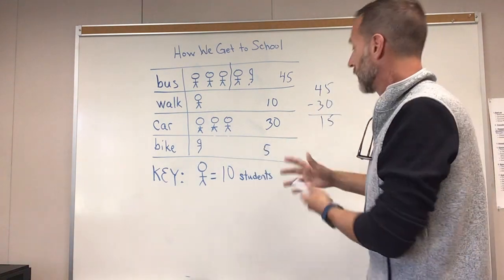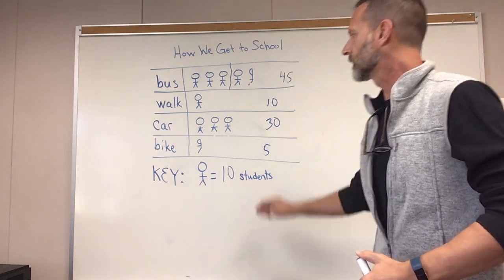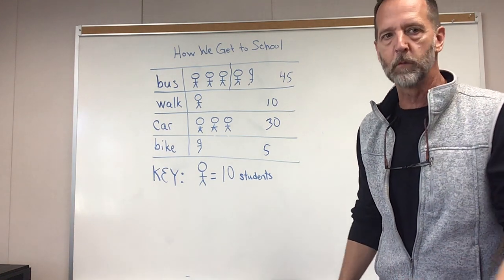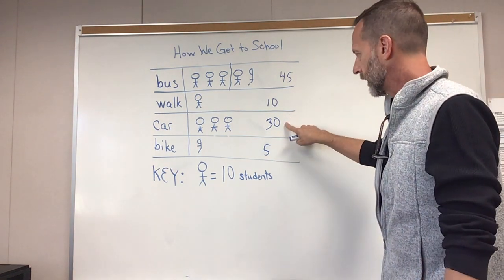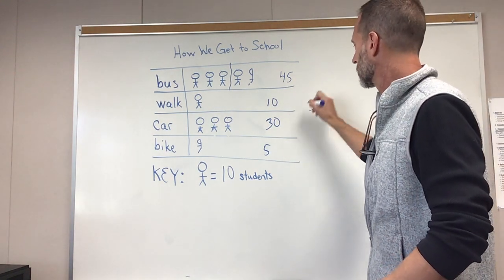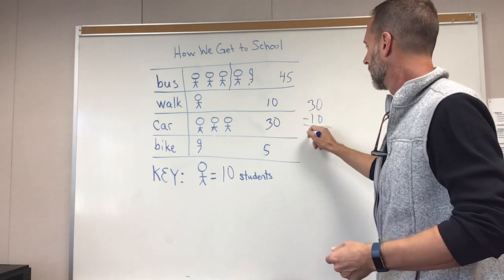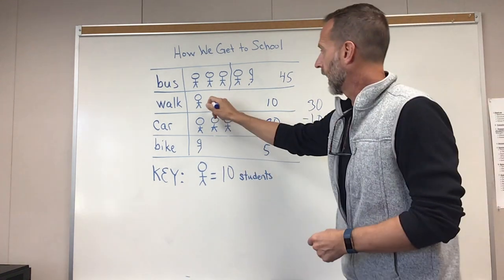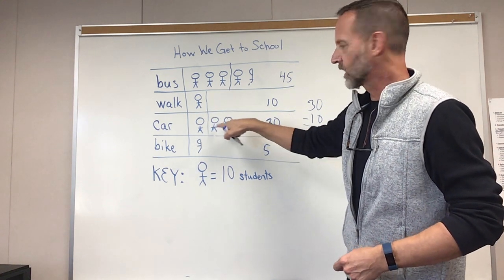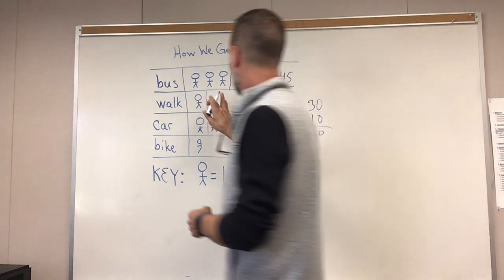All right? Let's do another how many more. So again, we get the idea of subtracting. How many more kids got to school by car than by walking? How many more? Well, 30 minus 10, right? 30 kids got there by car, 10 kids got there walking. How many more? 20. I could have done this, right? They're the same. That's the part that's more. 10, 20. Make sense? All right.